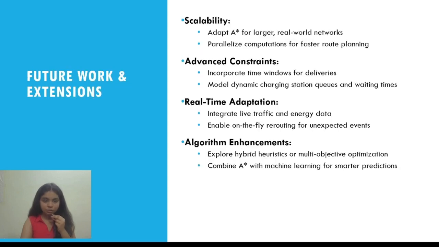Okay, so this is the future work and extension. I can also apply A-star to bigger areas, like a city. Also, I can apply real-time constraints like traffic and time windows. For example, if a customer wants the delivery between 2 and 4 p.m. I can also check for charging station queues. It means that a charging station can only charge a limited number of vehicles at a time, so the waiting time of the vehicle matters. I can also merge machine learning.